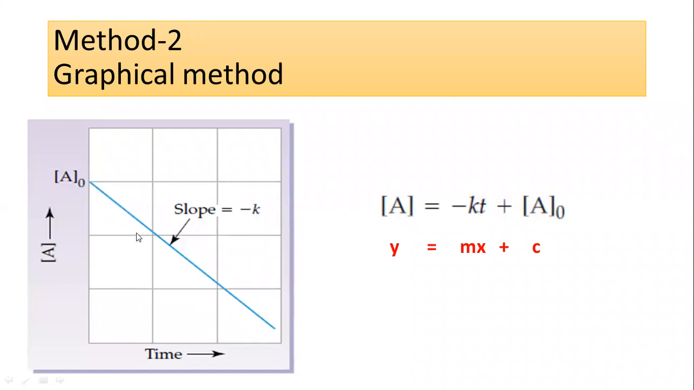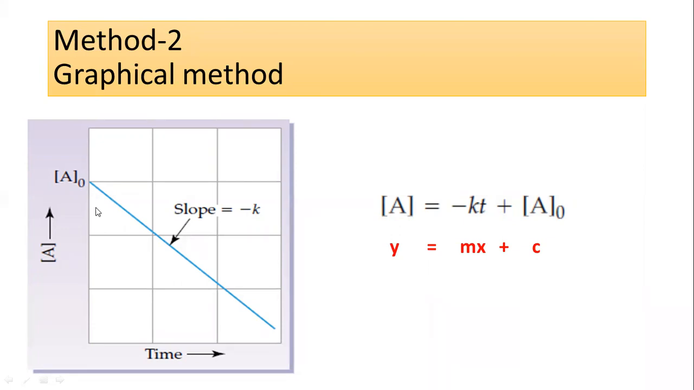And what would be the answer if it is not a zero order reaction? You can say, in the same way, if you plot the concentration of the reactant A versus time, and you do not get a straight line like here, but you get a curve, then it is not a zero order reaction.